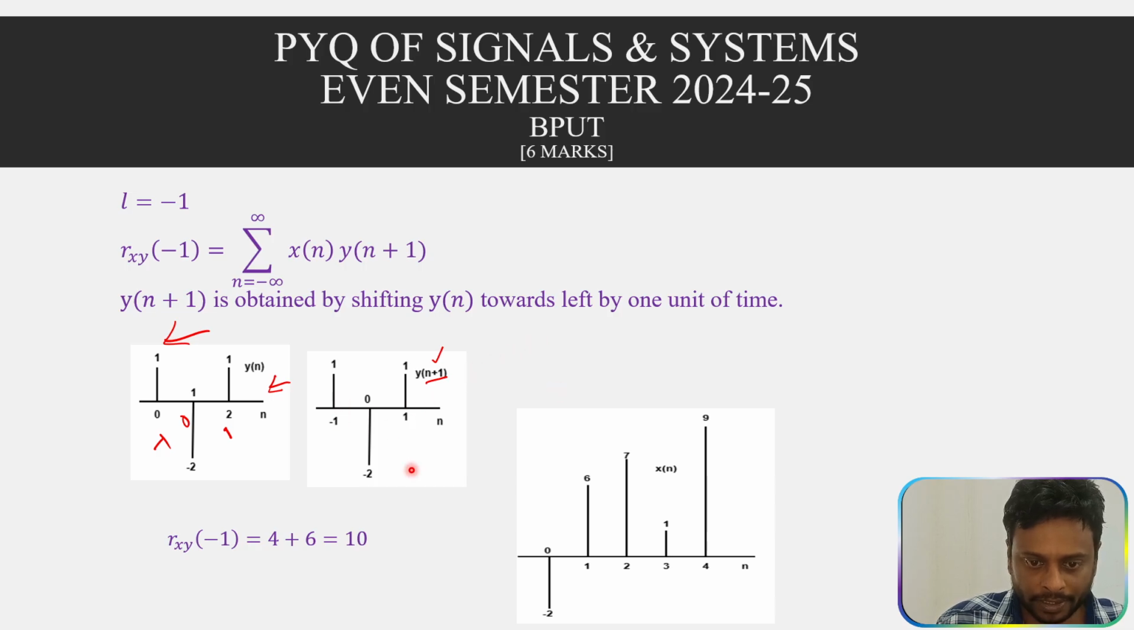So let us multiply that. So at -1 it is 1, so there is no -1 value. So at 0 it is -2, at 0 it is -2. -2 into -2 it will be 4. Okay. It is 4. At 1 it is 1, at 1 it is 6. So 6 into 1, it will be 10. Okay. So this is your r of xy at -1.